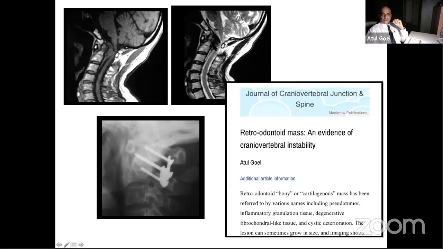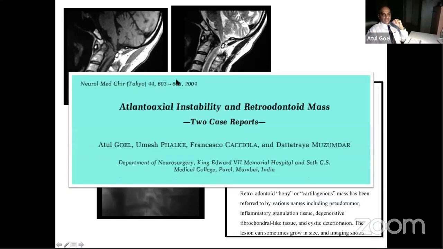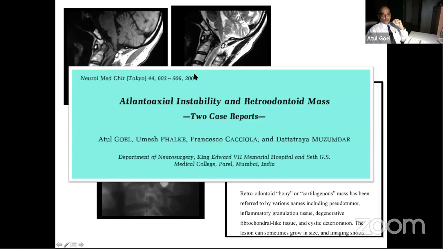So we call this pseudotumor as osteophyte, and subsequently, those who are in this craniovertebral junction know that many people now do atlantoaxial stabilization for this, and no need to remove this osteophyte. So for the first time in the literature, we said in the year 2004 that atlantoaxial instability is the cause of this retroodontoid osteophyte, and atlantoaxial stabilization is the treatment. There is no need to remove this osteophyte.